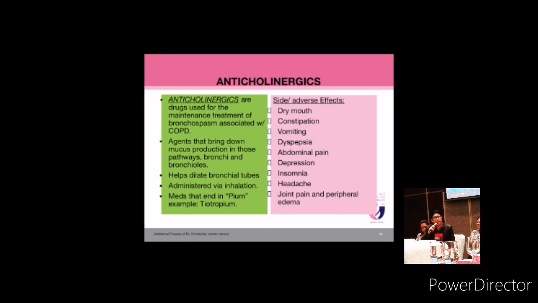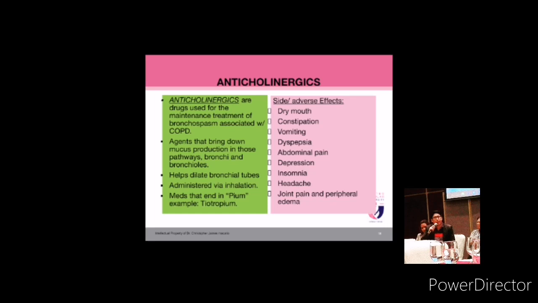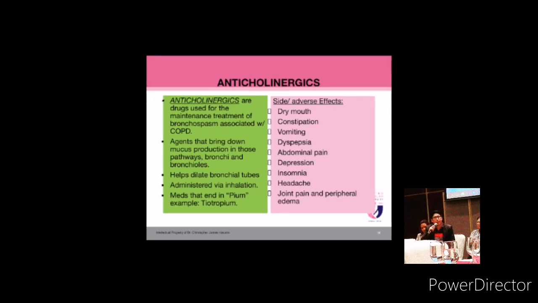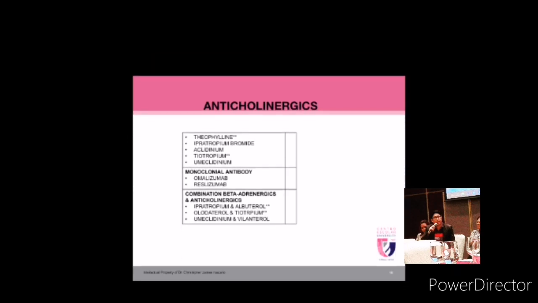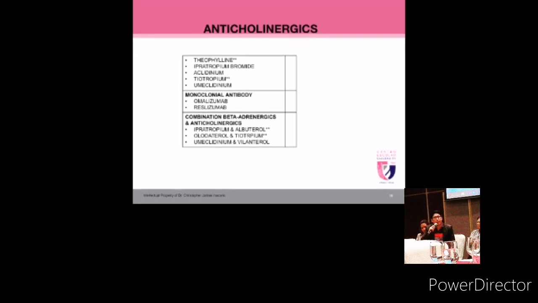Okay, ends in pium. The common side effects are your dry mouth, constipation, vomiting, dyspepsia, abdominal pain, depression, insomnia, headache, joint pain, and peripheral edema, all of which are the side effects of if your sympathetic nervous system is activated. Okay, so dry mouth, constipation. Kasi yung fluid nga nawawala eh. And so these are the side effects. On the next page, we have your different anticholinergics. Okay.